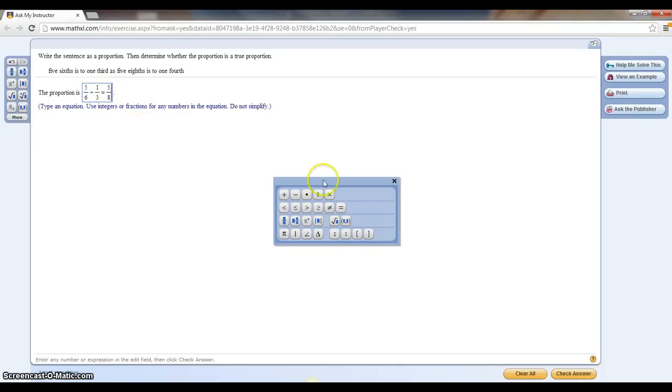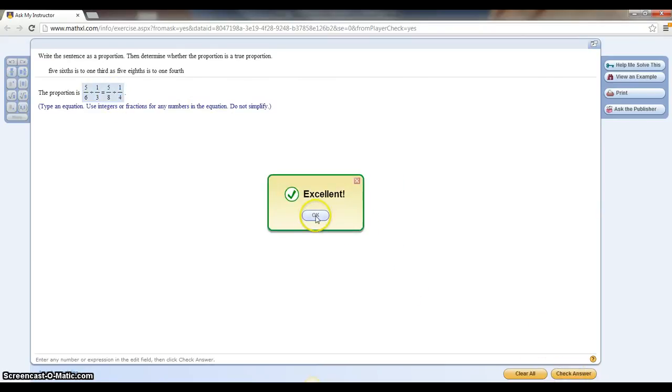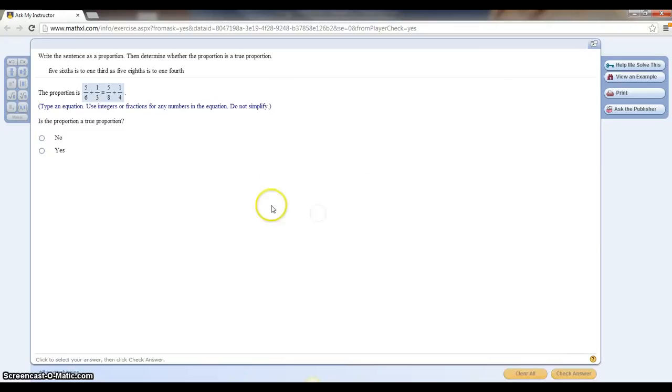Okay, now we need to hit our division key here. Now it says is to 1/4. We hit this fraction bar again. We'll hit 1, we'll hit 4. Now we hit check answer. It says excellent. Okay, now we press OK. Now it says, is the proportion a true proportion? And that is yes, because all you have to do is set one fraction equal to the other. So it is yes.